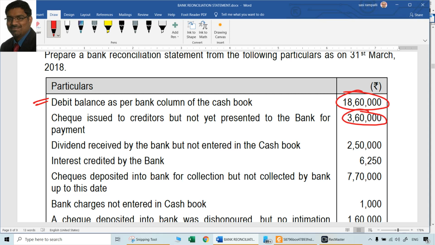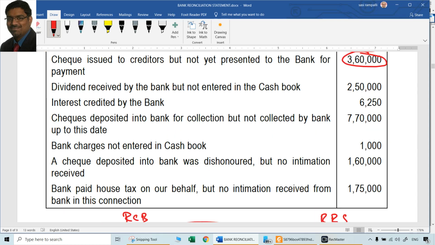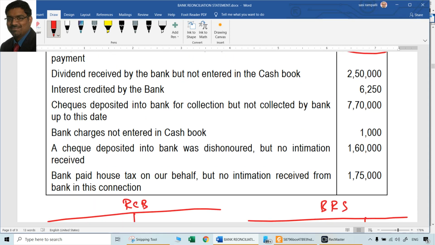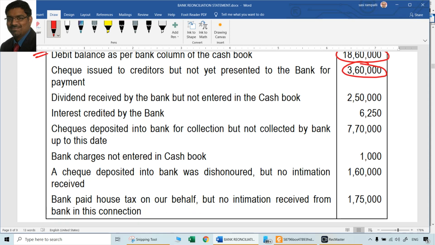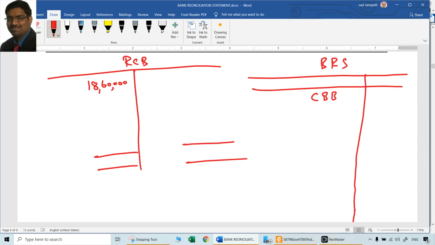That's okay. What matters to us is what is the impact on cash book. First impact here is on cash book only. We would have already credited our cash book. Because of that, the balance as per cash book would have been already lower. So 3,60,000, to that extent the balance of cash book would have been already lower. So what we should do, if it is already lower, we need to add that 3,60,000.